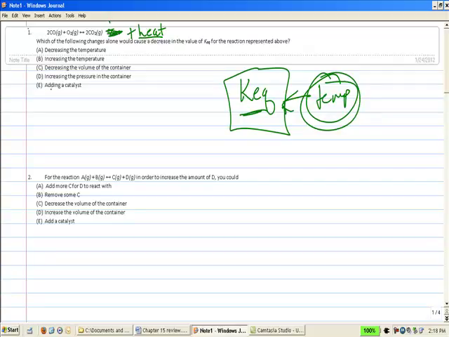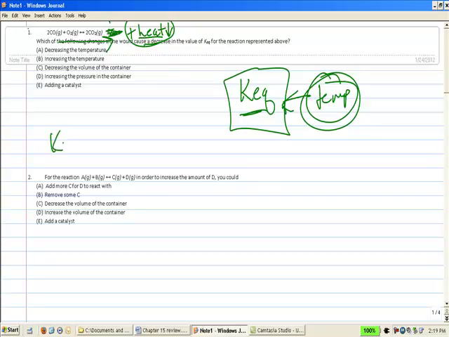So letter A says if we decrease the temperature, we know that this heat is going to go down when it's as if you've removed some of your product. Because the heat has gone down, it's going to want to replace some of that heat that you've lost. So it's going to produce more heat. The only way it can produce more heat is by causing the reaction to proceed to the right.